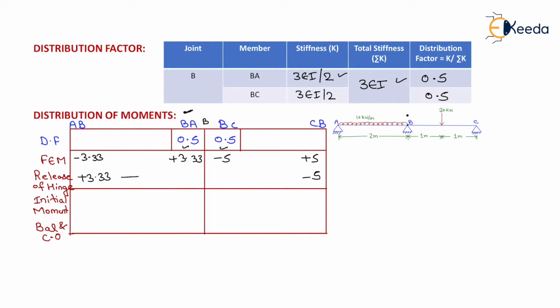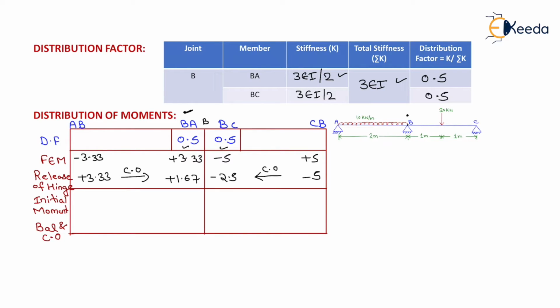Now we need to transfer the carryover to the far support, that is support B, which is a continuous support, so it behaves like a fixed support. So we need to transfer the carryover of the applied moment to the far end support, that is B, which is equal to half of the magnitude of the applied moment with the same sign. So it will be equal to plus 1.67 and it will be equal to minus 2.5.